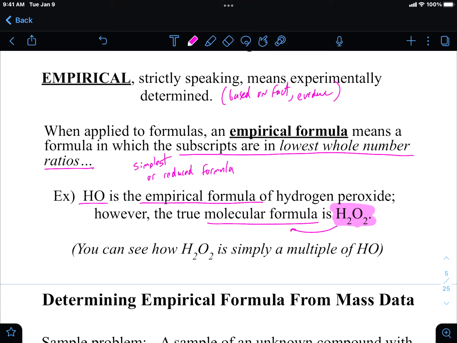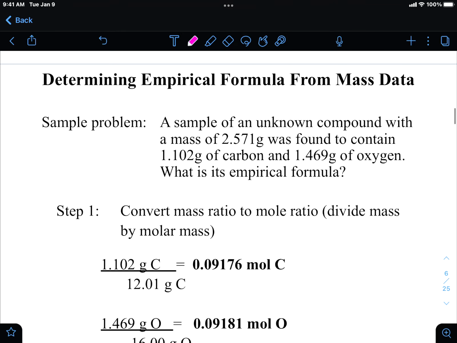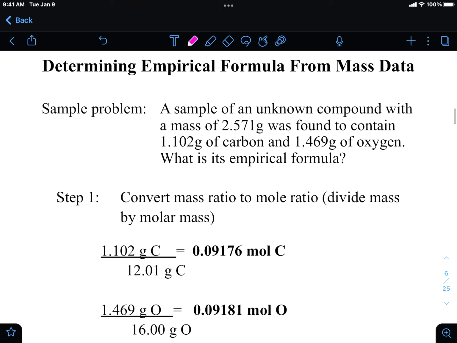So molecular formula, think of it as the real formula. Whereas empirical, again, means simplest. There are times when you need to know one or the other, and we need to learn them in order. So we're going to learn the empirical formula first. This is how we find the empirical formula. Let's learn it by doing an example.